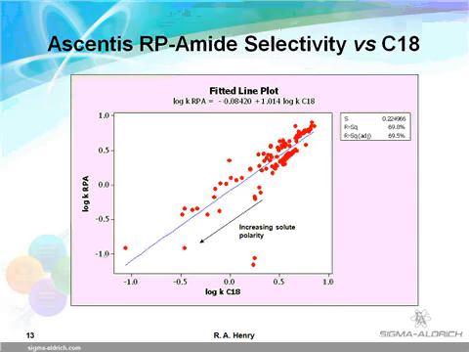This next slide compares Ascentis RP-amide with C18 and shows lower correlation, greater orthogonality, at 70%. Again, one should note that scatter increases as solutes become more polar and decreases as they become less polar. The embedded amide group is able to interact with solutes by a hydrogen bonding mechanism as well as by other dipole mechanisms. Amide also has the important ability to shield solutes from silanol interaction, which often results in shorter retention and sharper peaks for bases compared to C18 and other bonded phases.